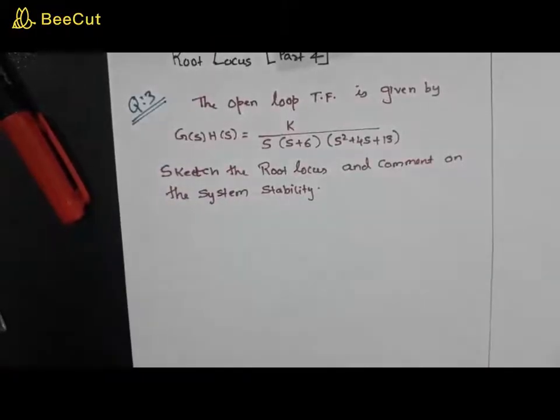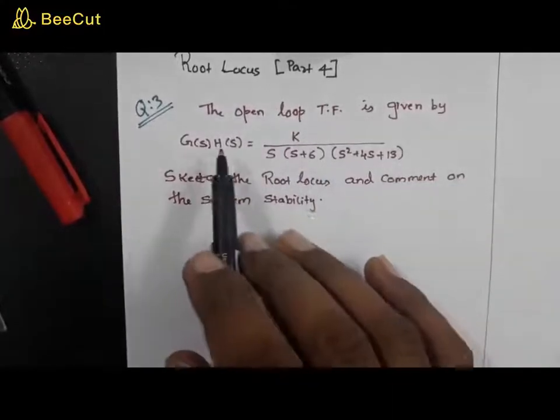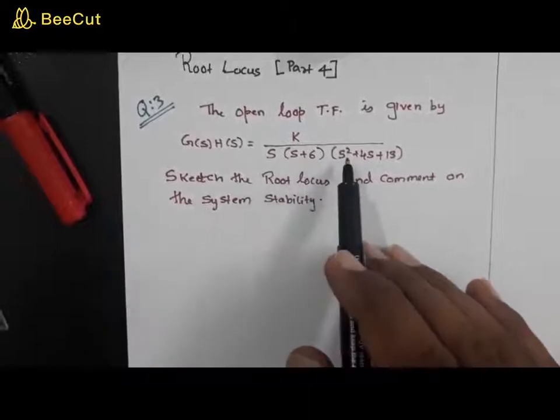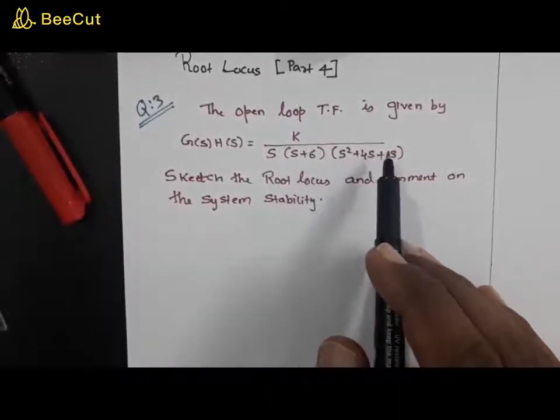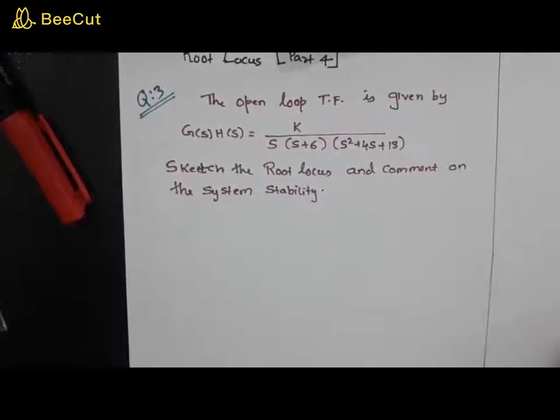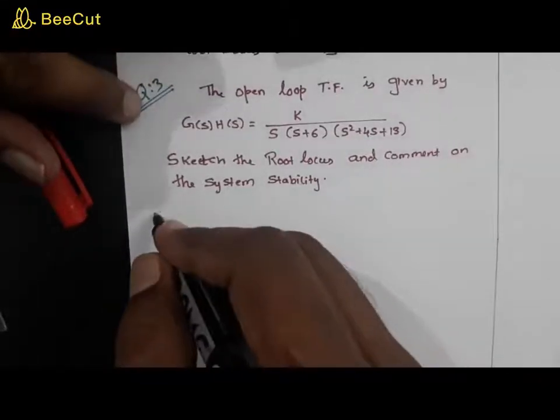Now here is a question for you. The open loop transfer function is given by G(s)H(s) is equal to K by s into (s plus 6) into (s squared plus 4s plus 13). Sketch the root locus and comment on the system stability. As I mentioned, this is quite a different problem. So let's start with step 1.